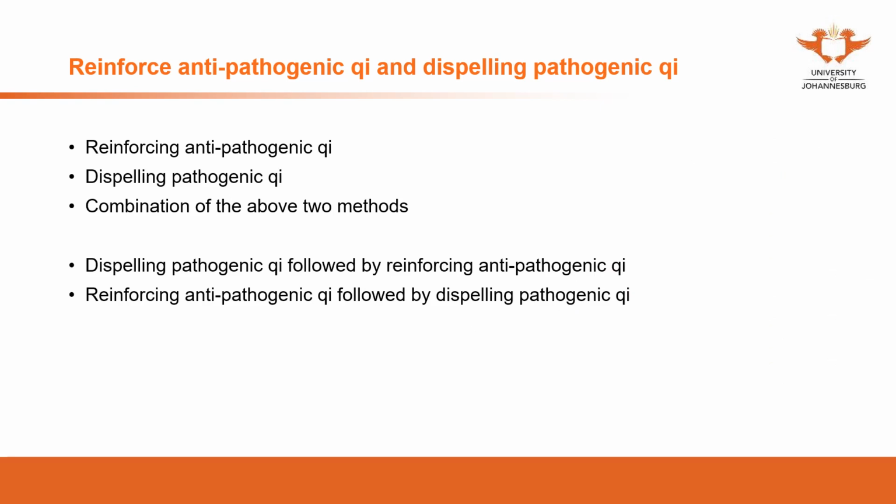Reinforcing antipathogenic qi and dispelling pathogenic qi. Reinforcing antipathogenic qi refers to improving your body constitution, improving your immune system, and improving the recovery or repair ability of the impairments. Dispelling pathogenic qi means to dispel or eliminate the pathogens to stop the impairments.